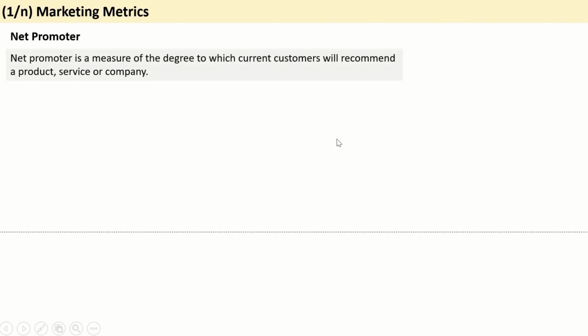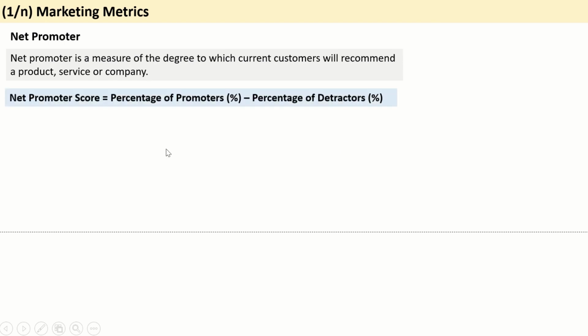Today is our first episode on covering marketing metrics, and today we'll be covering an episode on net promoter. What is net promoter? Let us look at the definition. Net promoter is a measure of the degree to which current customers will recommend a product, service, or a company. The formula for calculating net promoter score is percentage of promoters minus percentage of detractors. Net promoter is claimed to be a particularly useful measure of customer satisfaction and/or loyalty.